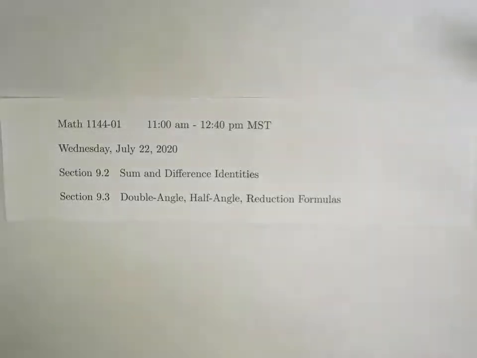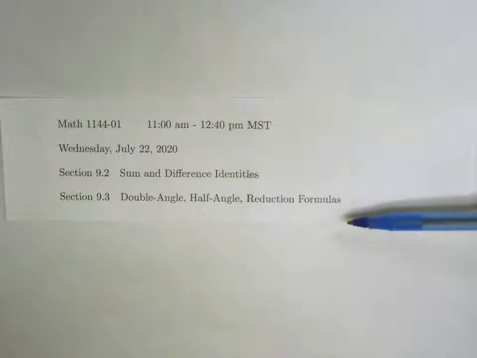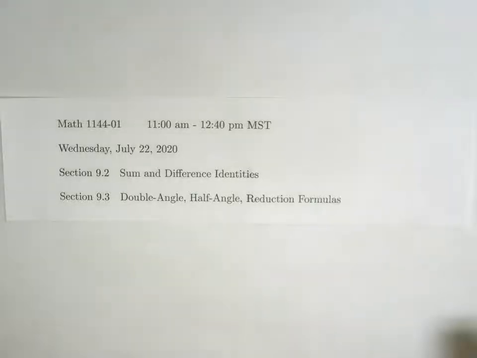Today we'll cover section 9.2 on the sum and difference identities, and then we'll get started in section 9.3 on the double angle, half angle, and reduction formulas.